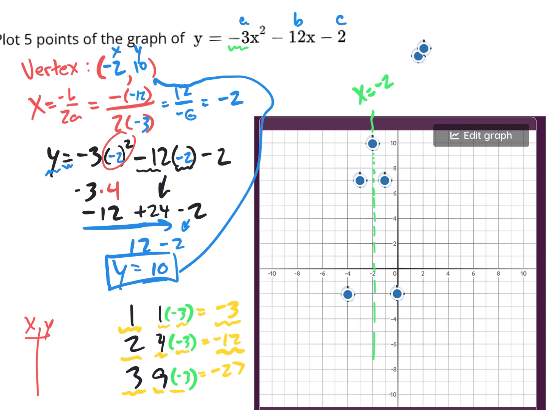Obviously, if you were graphing on paper, you would actually draw your parabola right through those points, with arrows, right? And just for kicks here, if I asked you for the domain of this parabola, it would be x equals all real numbers. If I asked you for the range of your y values, that would be y is less than or equal to 10, the y value of your vertex.